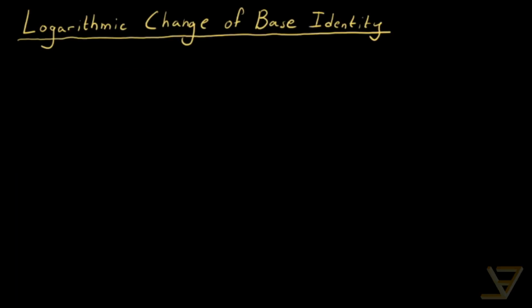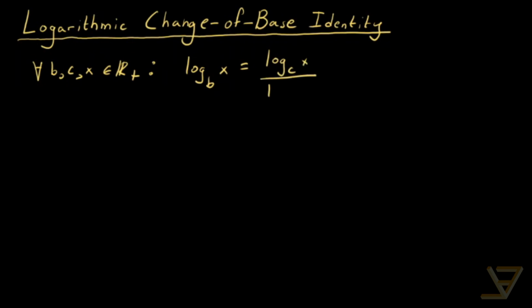Hi everyone. Today we're going to be talking about a logarithmic identity, and it's called the change of base identity. Let me tell you what it states. It says that for all b, c, and x that are positive reals, it is true that log base b of x can be decomposed in the following way as log base c of x divided by log base c of b.